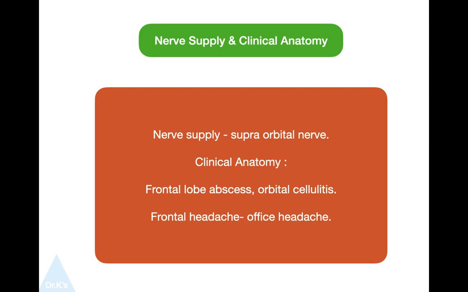Coming to the nerve supply and clinical anatomy, the nerve supply to the frontal air sinus is by the supraorbital nerve. In clinical anatomy, we saw posteriorly the frontal air sinus is related to the frontal lobe of the cerebrum. So there might be some infection in the frontal air sinuses which can cross the thin bony partition and cause infection in the frontal lobe, as well as to the orbit, causing orbital cellulitis.